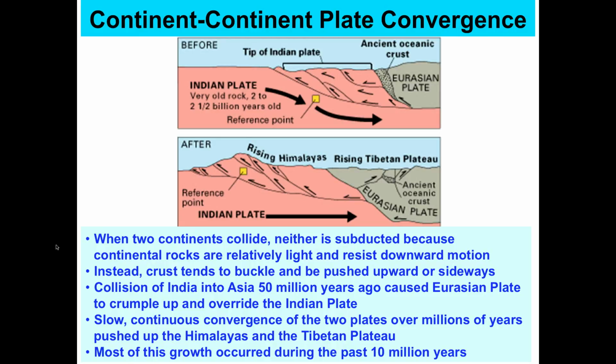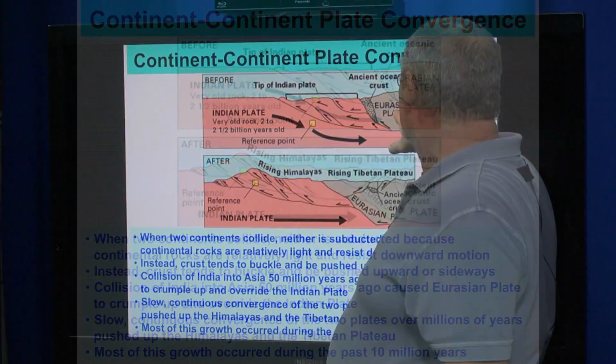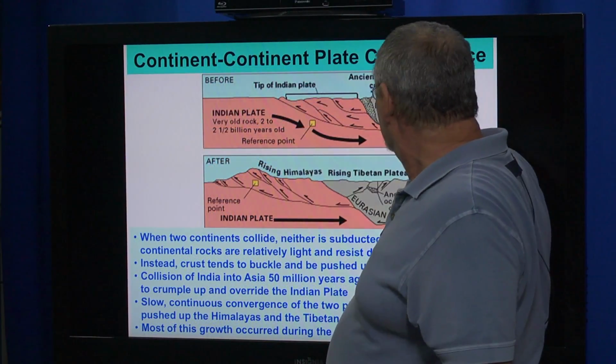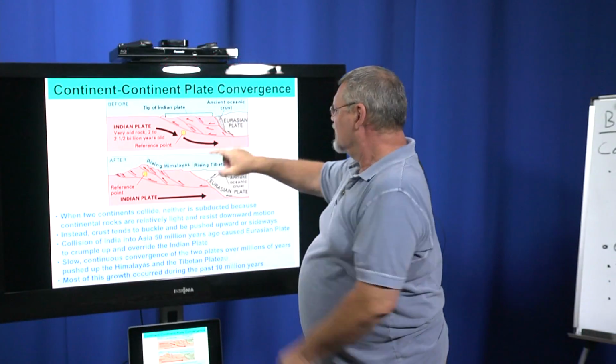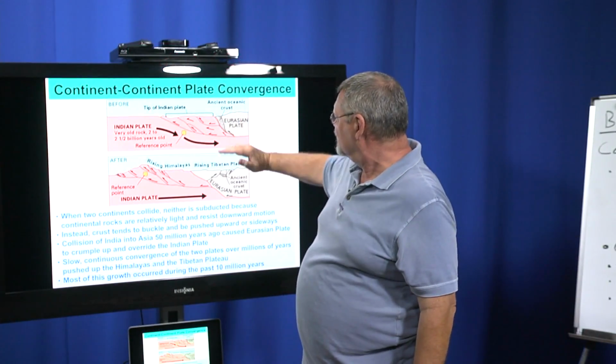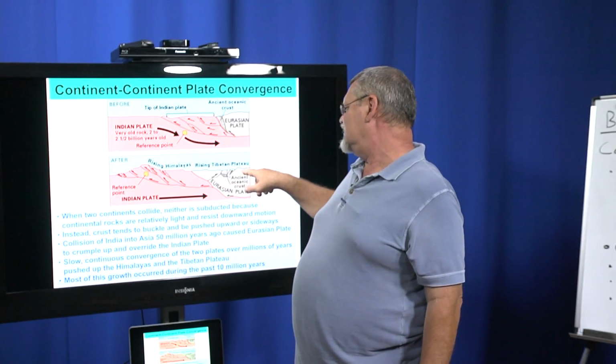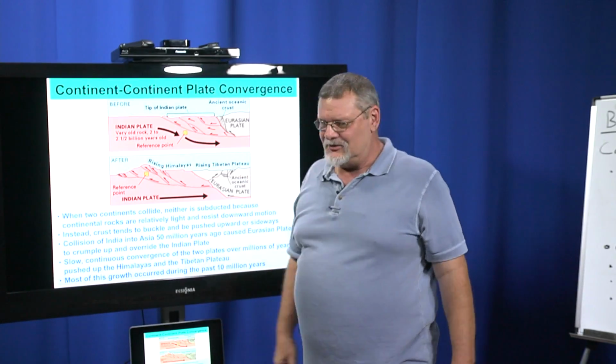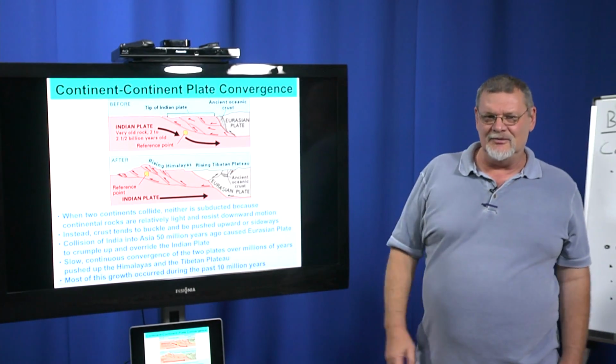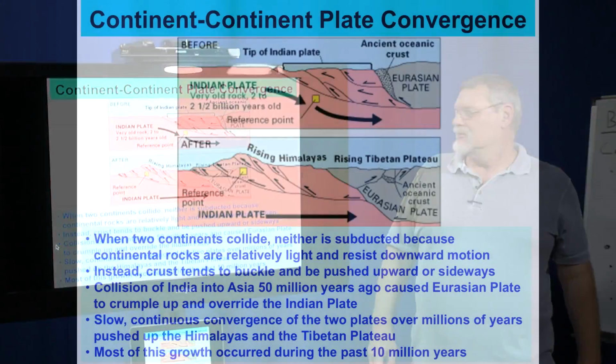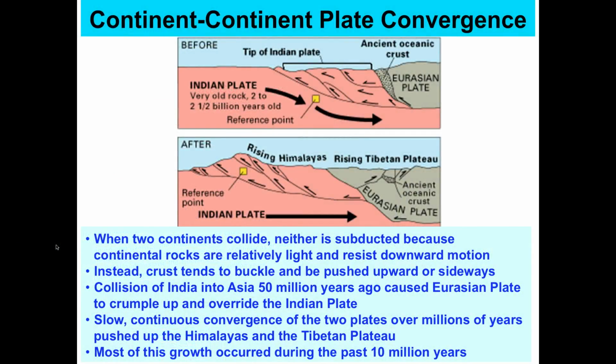This is India. So here's the Indian plate, very old rock, 2 to 2.5 billion years old. Here's the Eurasian plate, and as it comes together, part of it's sliding. It's pushing up the Eurasian plate. The rising Tibetan plateau is getting higher and higher, and the Himalayas are going higher. So in other words, Mount Everest, the highest mountain in the world, is actually getting even higher. When two continents collide, then neither is subducted. And the slow, continuous convergence of these two plates over millions of years makes the Himalayas and the Tibetan plateau rise. Most of this has happened during the last 10 million years.